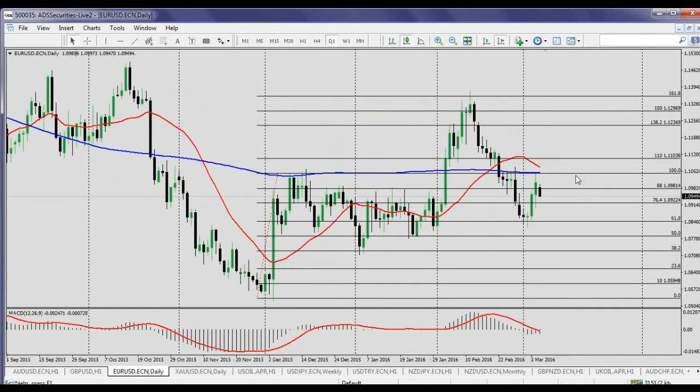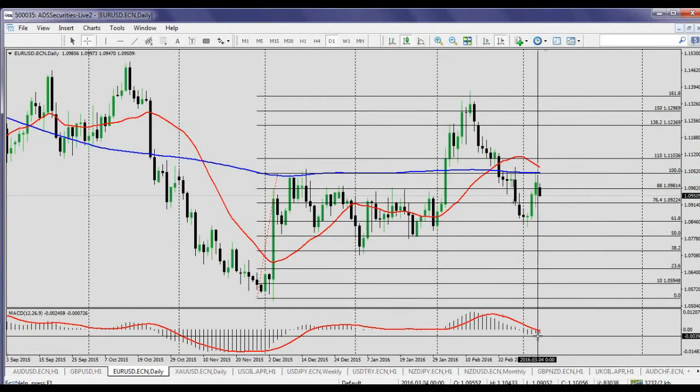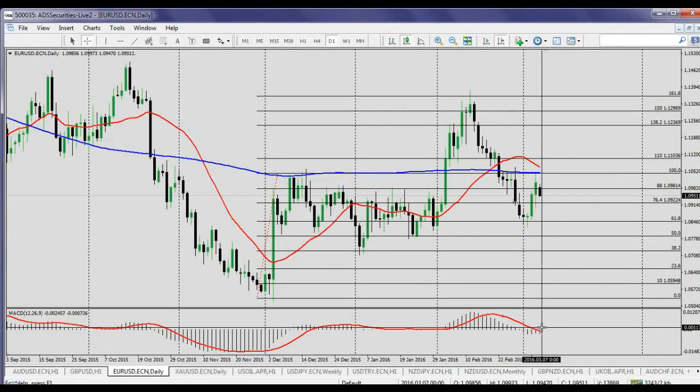On daily time frame, we can see that the pair found a resistance just on 200 moving average, and that was 100% Fibonacci retracement zone as well. So we have 61.8 as a support and 100% as a resistance, and currently the pair is struggling to break above the 88% Fibonacci retracement zone. MACD just below the zero line.